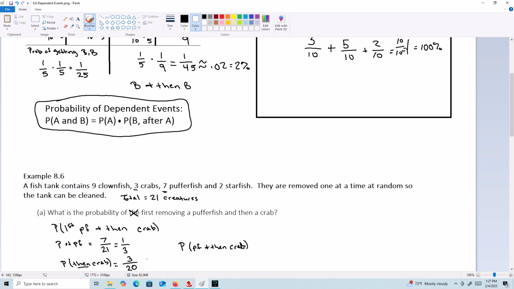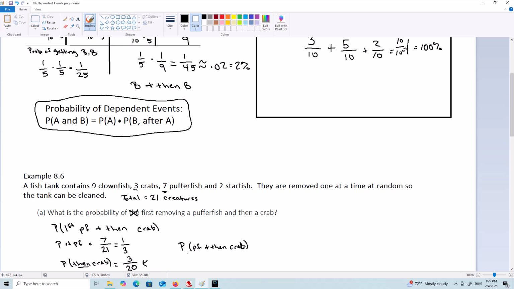You see, at this second probability, that's going to be my probability of getting the crab the second time, regardless of what I got the first time. I might have gotten a starfish the first time, and then the probability of getting a crab is 3/20.